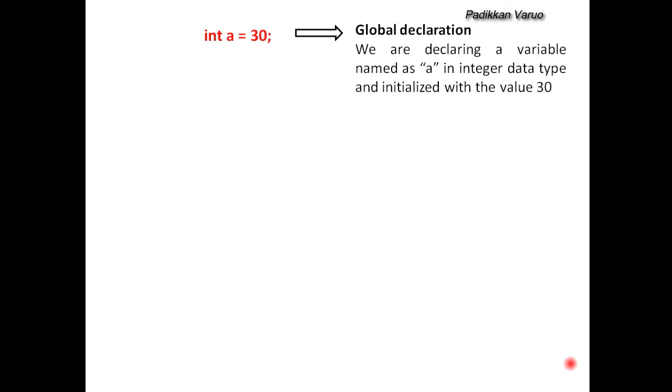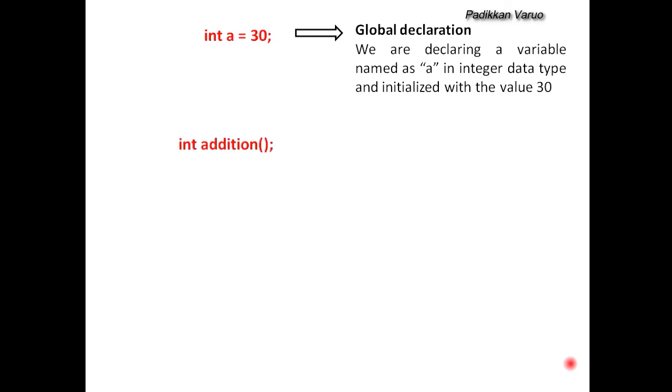Then the next one is a global declaration. I have declared a variable named a in the data type integer, and also I have initialized the value 30 into it with the help of the assignment operator. It is a global declaration. We are declaring a variable named a in integer data type and initialized with the value 30.